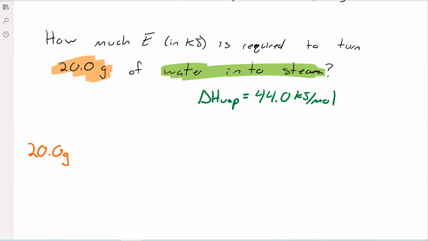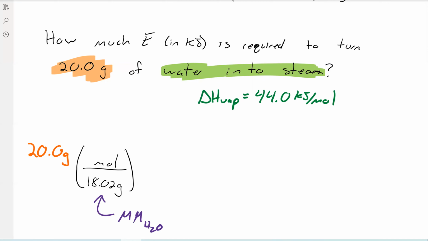So we have 20.0 grams of our water. And anytime we go from grams to moles, we use the molar mass. In this case, the molar mass of water is 18.02 grams per mole. And right, you can see at this point, we should be able to go from grams to moles and vice versa very easily. If this is something that you're still struggling with, you really gotta catch up, stop by my office hours or see a tutor, because this is a fundamental part of the course at this point.